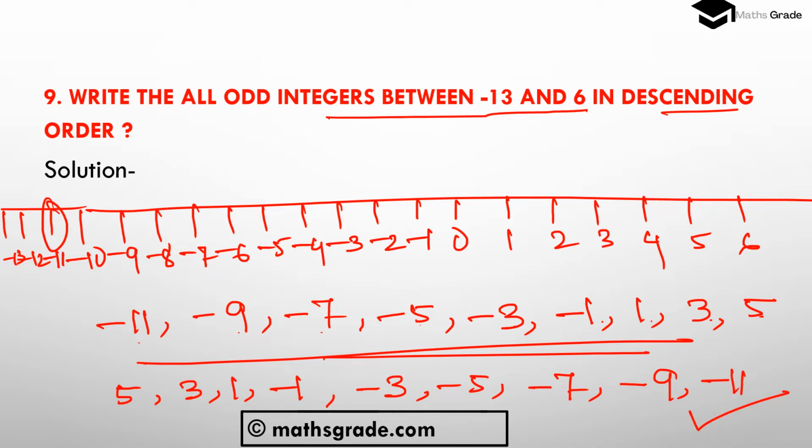These are the odd integers written in descending order: 5, 3, 1, minus 1, minus 3, minus 5, minus 7, minus 9 and minus 11. These are in descending order, from the biggest to the smallest integer. 5 is the biggest integer and minus 11 is the smallest integer.